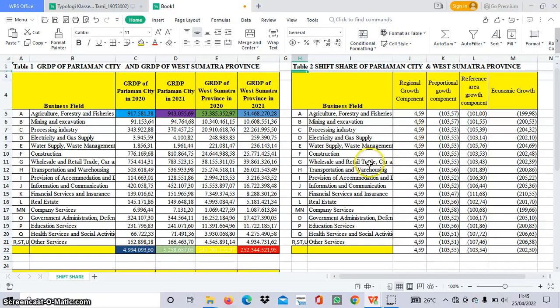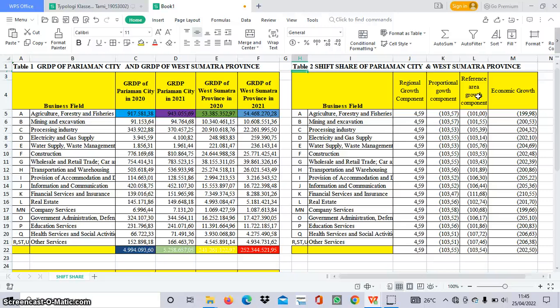The first, regional growth component, proportional growth component, and reference area growth component. The reference area growth component measures the performance of economic change in the reference economy. This means that the area concerned grows because it is influenced by the policy of the reference area in general.